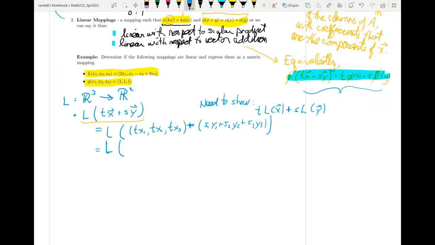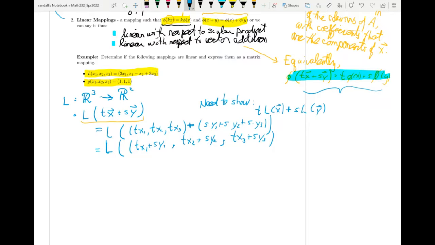We know how to add vectors: when we see the components, we add the components. So my first component of the vector on the inside is going to be tx1 plus sy1. The second component is going to be tx2 plus sy2, and the third component is going to be tx3 plus sy3. I shouldn't be writing those sub-indices under the s's because it's the same s. So it's s times y1, s times y2, s times y3, same with the t's. Looks good. So I've done the vector algebra on the input.